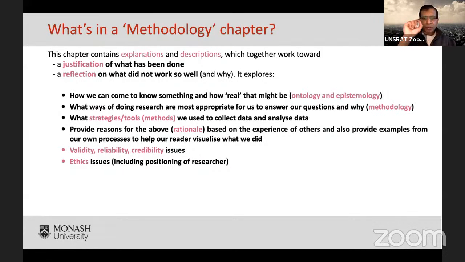I just want to point out two things here. I mean, again, these are pretty self-explanatory. You will understand it, so there's no point in spending too much time. This chapter contains explanations and descriptions of what? A justification of what has been done. So for example, methodology chapter is where you say, this is a qualitative study, but this is where you also say why it's a qualitative study. Okay? And it also is a reflection on what did not work so well.